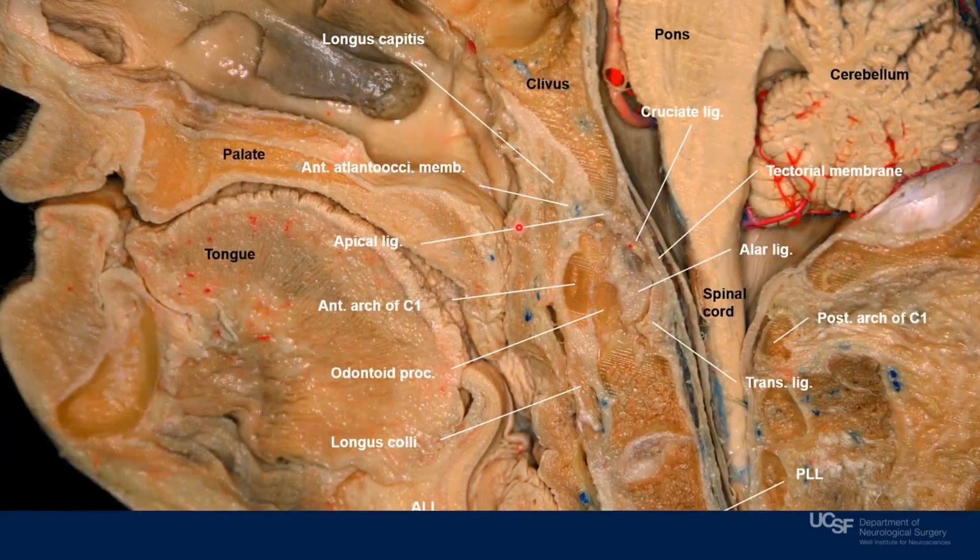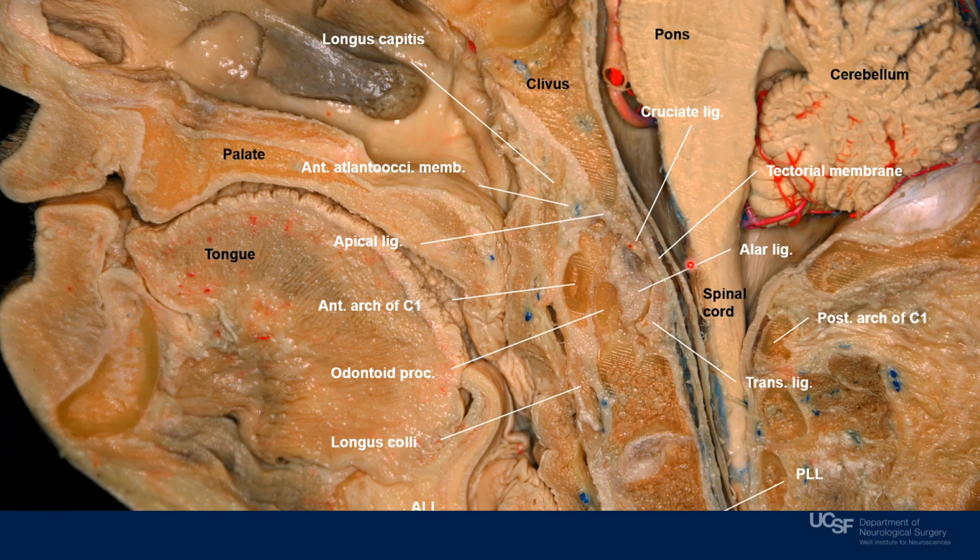Let's move to the next one, and this is a mid-sagittal view of the craniocervical region. So from anterior to posterior, we can identify the anterior arch of C1, the odontoid process, the body of C2, and the posterior arch of C1.